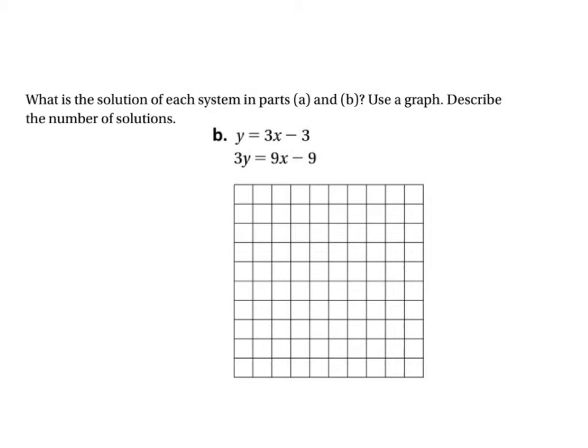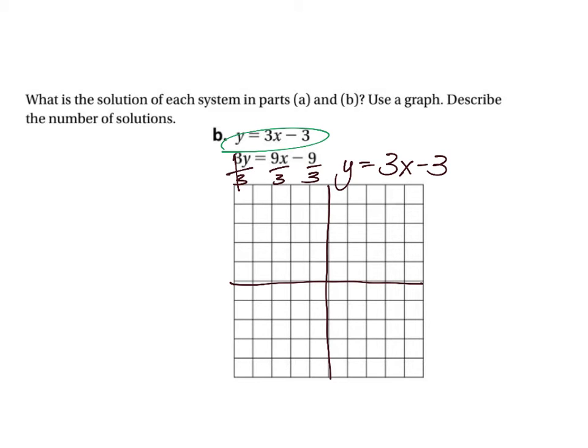All right, let's look at one more. I'm going to set up my axis here. If you notice, this first equation is in the right format. The second is not. So I'm going to go ahead and fix it by dividing everything by 3 to get y by itself. So y equals 3x minus 3. So I'm going to go ahead and graph this first one. We have a y-intercept at -3 and a slope of 3.